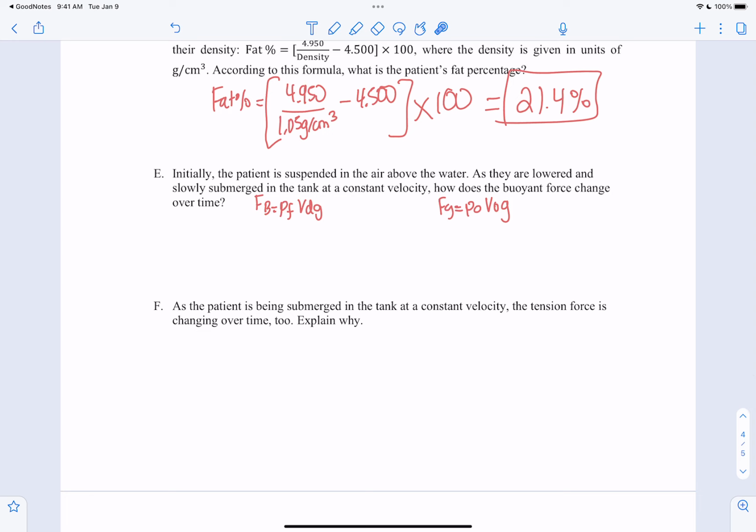So does that make sense for E? That the buoyancy force slowly increases over time, because you increase the volume of the fluid displaced. And as you increase that volume of fluid displaced, you increase your buoyancy force little by little until the patient is completely submerged.